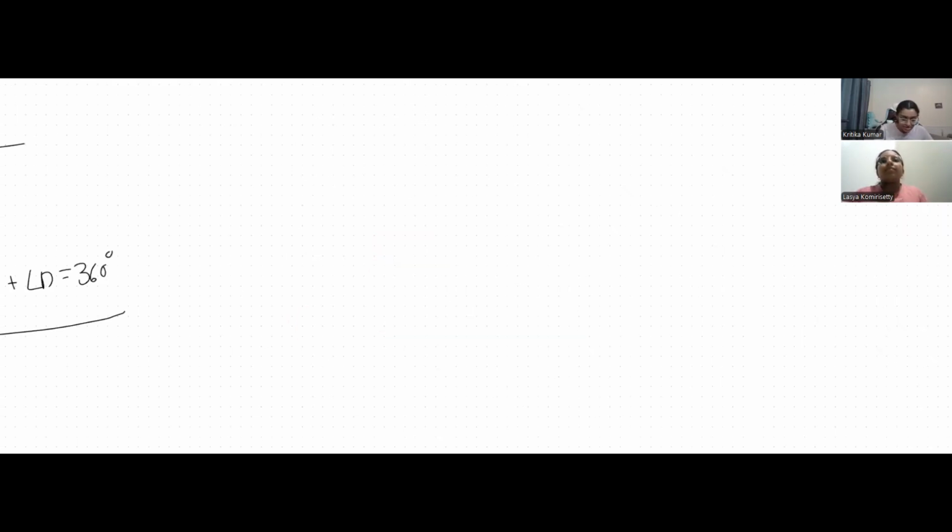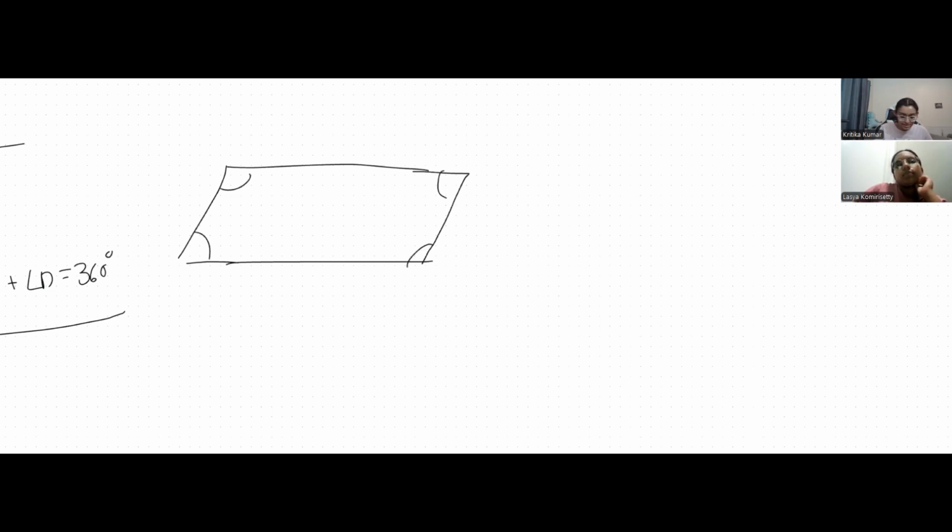So let's say we have two parallel lines, right? And then they're connected like this. That's a shape, that's a quadrilateral. What you know about this is that this, and this should all add up to 360.